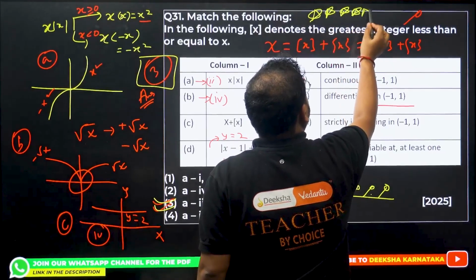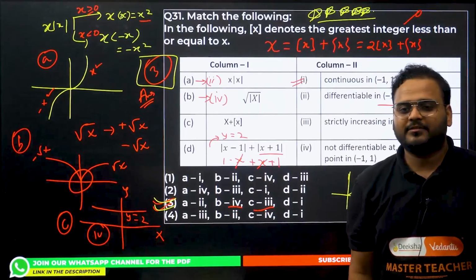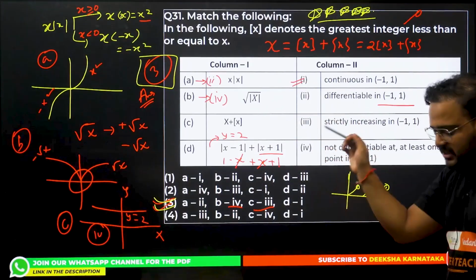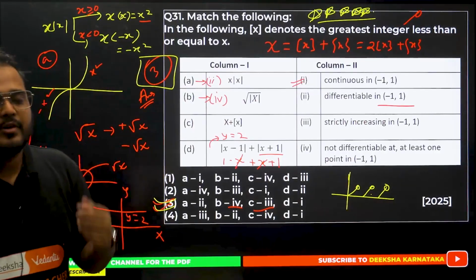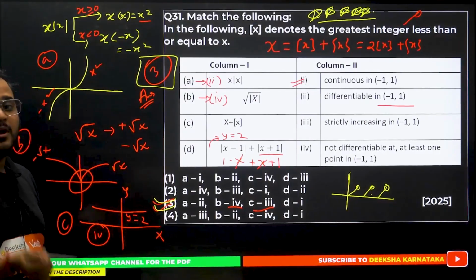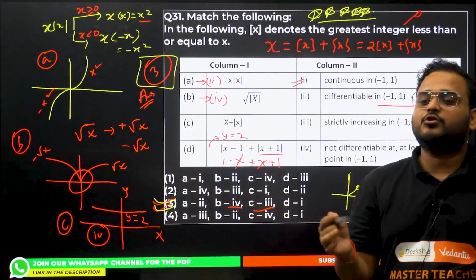So if you are able to get this question right, it means, give a pat to yourself. It means you are very much conceptually clear in the functions. But actually the board wants you to do what? The KEA wants you to do what?